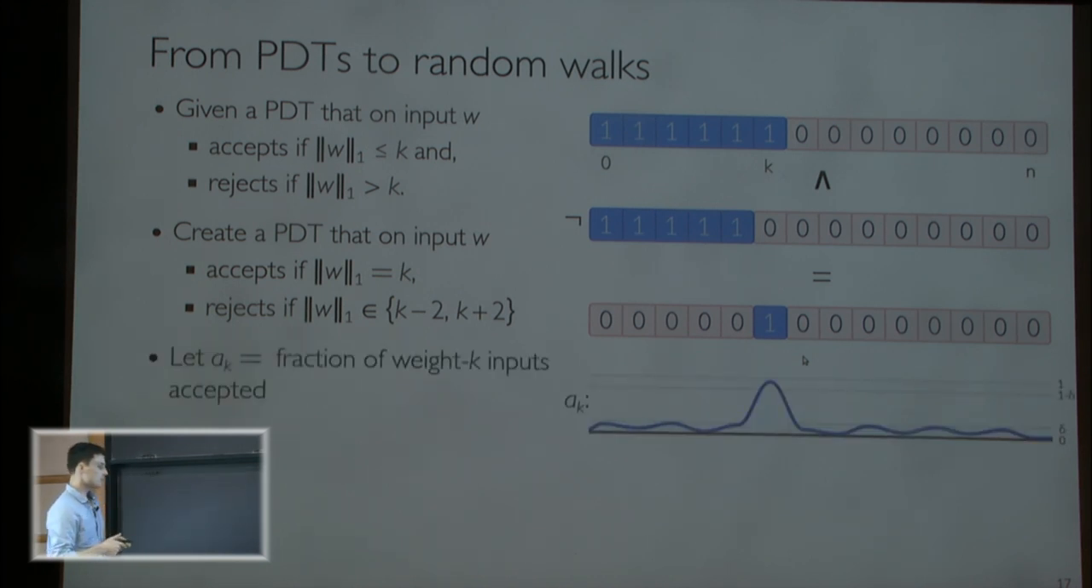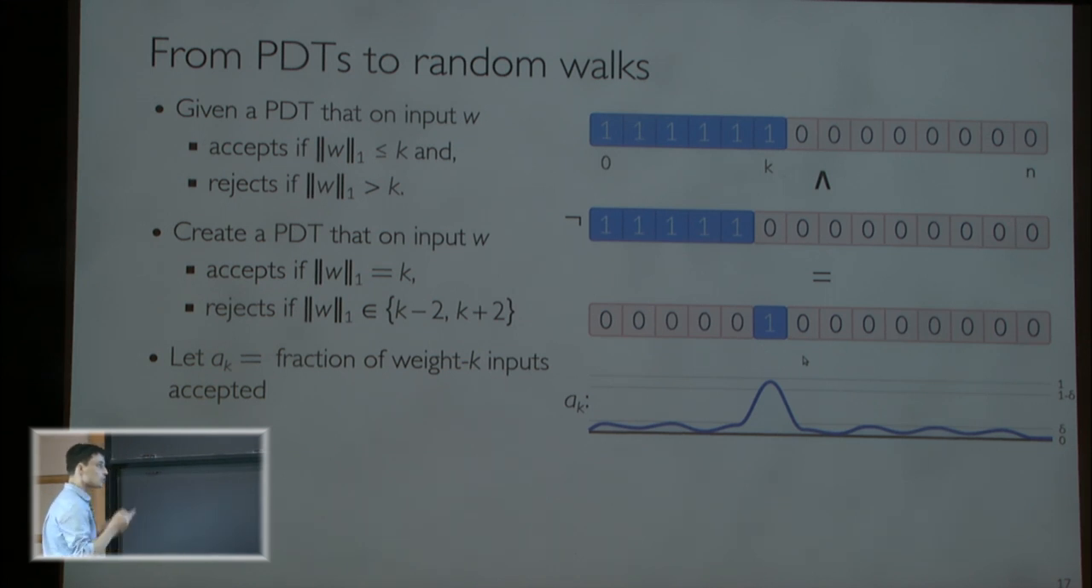So now this is actually a randomized model. This is what it's supposed to output, but it actually outputs something like this. Let A_k be the fraction of weight k inputs that are accepted. So it will look something like this. When the weight is not k, it will accept with probability at most delta. Otherwise, it will accept with probability at least 1 minus delta.